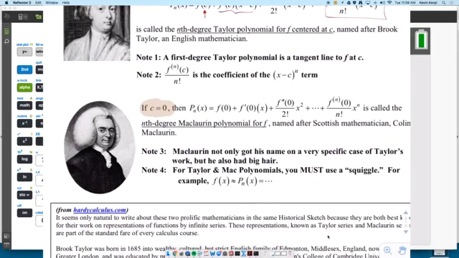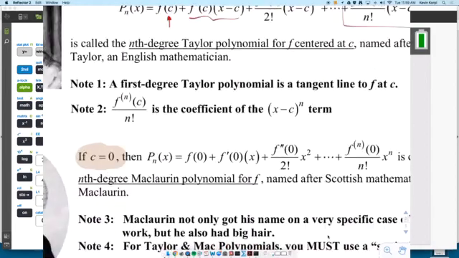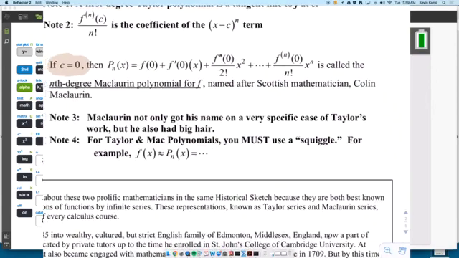Okay, it says note. A first-degree Taylor polynomial is a tangent line. Okay, good. Note 2. These are the coefficients, then, of your polynomial. The nth derivative at the center divided by n factorial. Those are your coefficients of the x minus c to the nth term. There's going to be a lot of problems where we're working just with the coefficients. It's the nth derivative over n factorial. Note 3. Maclaurin not only got his name on a very specific case of Taylor's work, but he also had big hair.